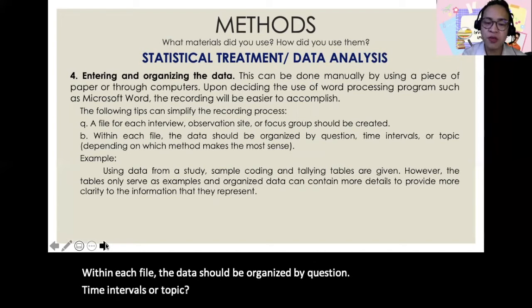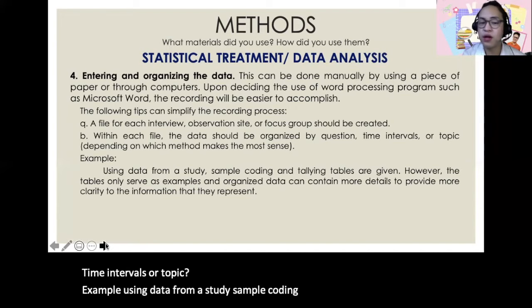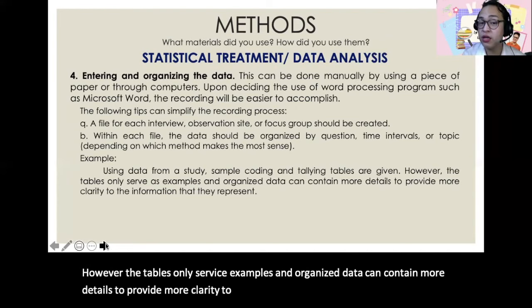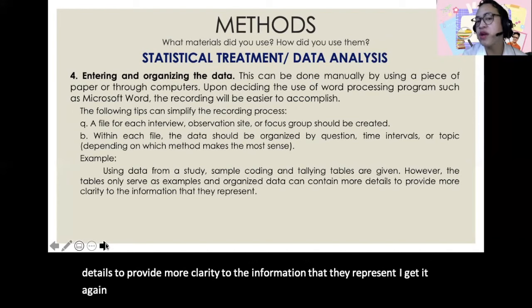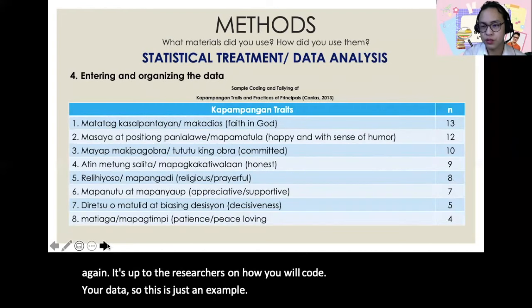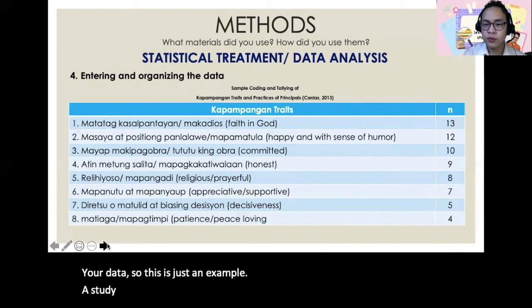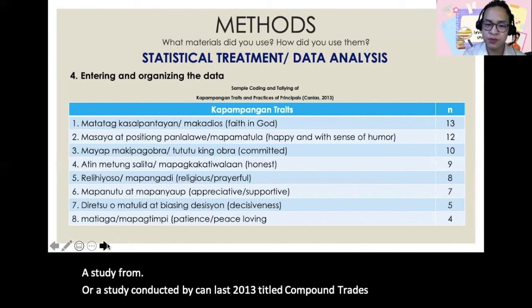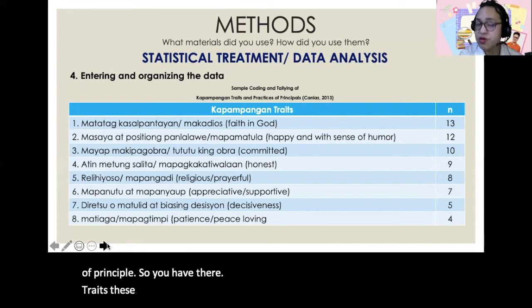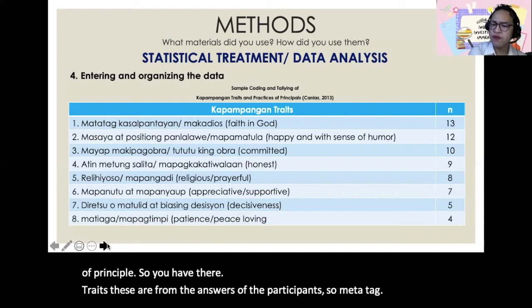Example, using data from a study, sample coding and tallying tables are given. However, the tables only serve as examples, and organized data can contain more details to provide more clarity to the information that they represent. Again and again, it's up to the researchers how you will code your data. So this is just an example. A study conducted by Canlas 2013 titled Kapampangan Traits and Practices of Principals. So you have there Kapampangan traits. These are from the answers of the participants. Matatag, kasalpantayan, makadiyos, faith, and God. So that's how they do it.